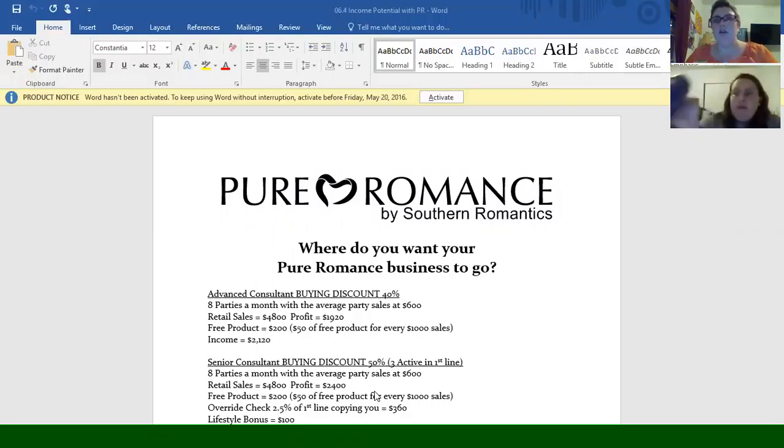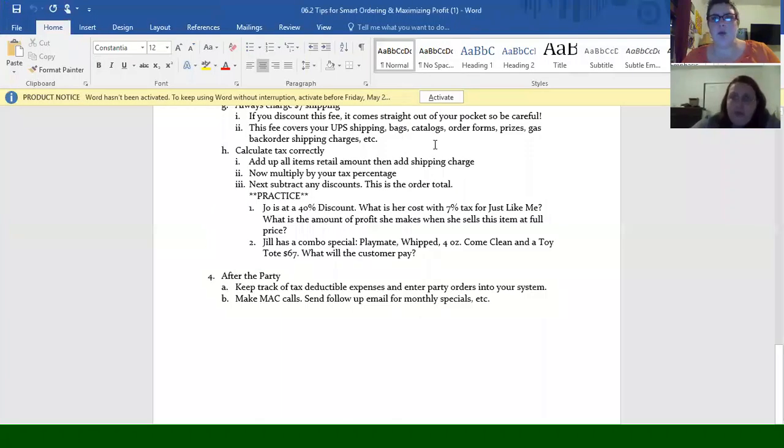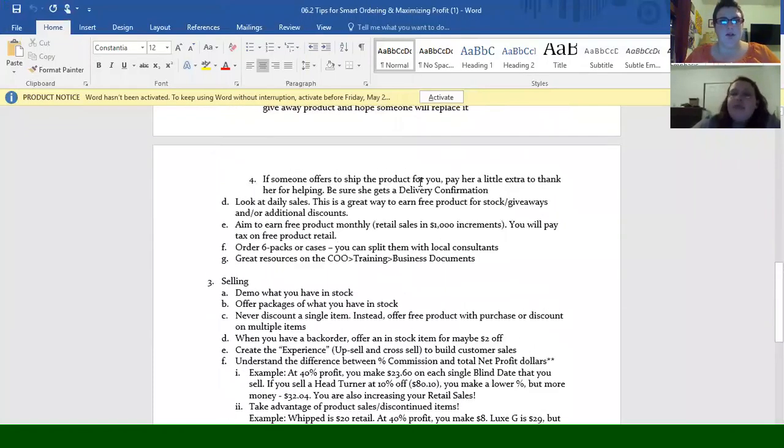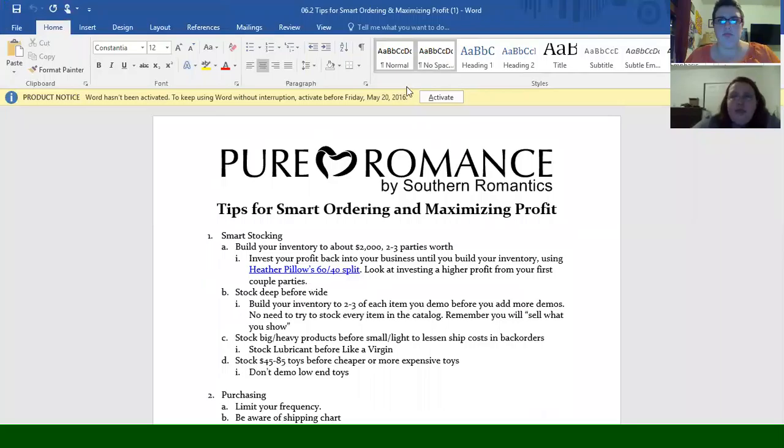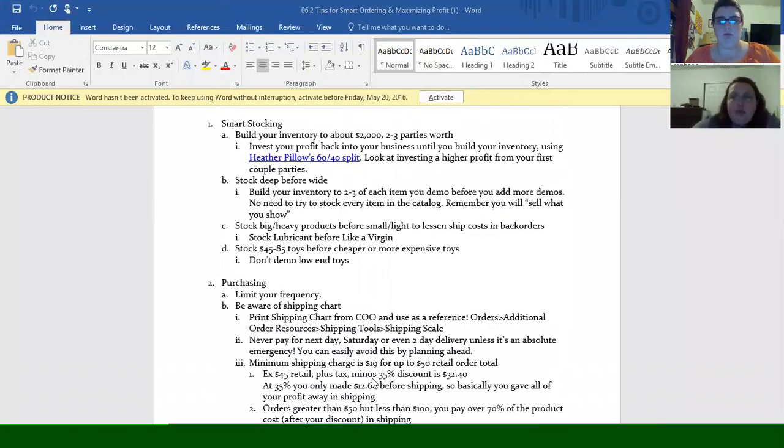Your screen sharing is paused. You can still see that? Still now? Okay. Nope. It says, where do you want your Pure Romance business to go, correct? No. Okay. Stop share.